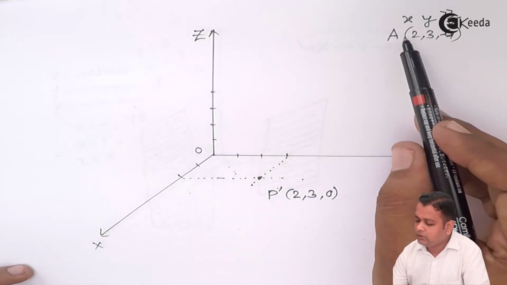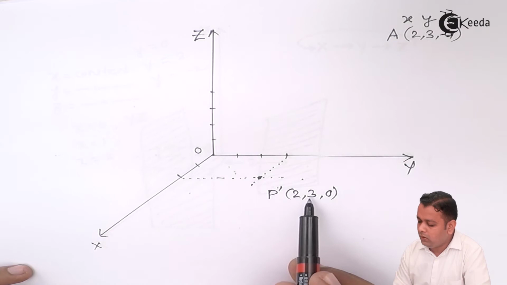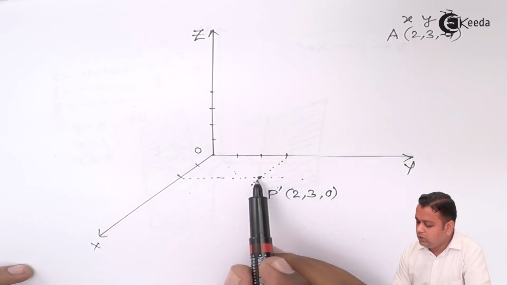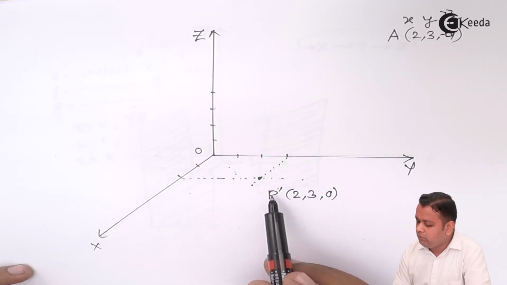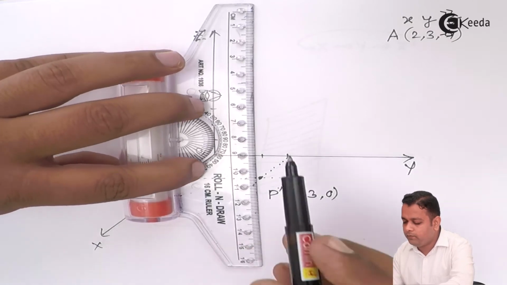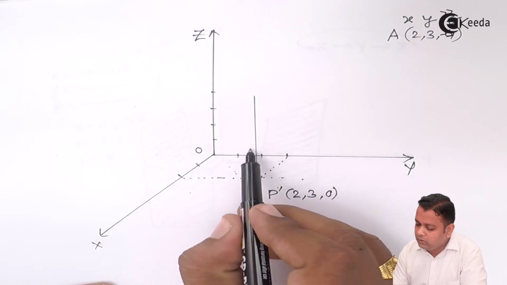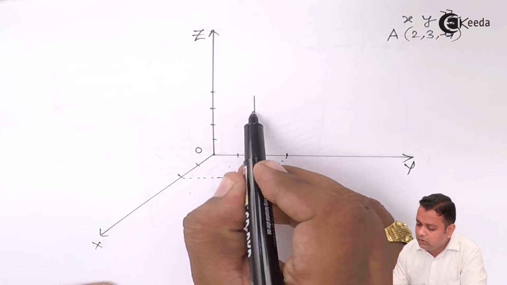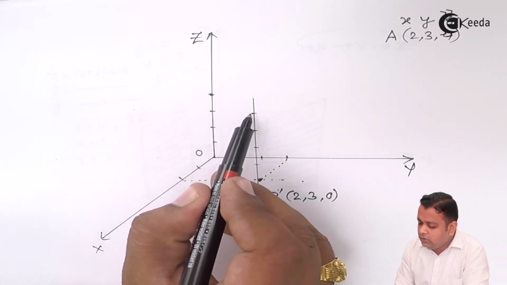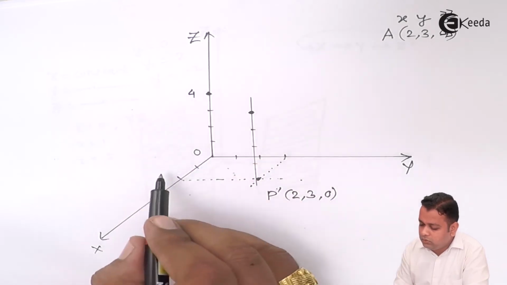Now we want the coordinates of A to be 2, 3, 4. So 2, 3 we have, but we want the z coordinate to be equal to 4. So let us raise the height of this point P dash by 4 units. Here suppose 1 unit, 2 unit, 3 unit, 4 unit. So these 2 points are at the same height, that is equal to 4.